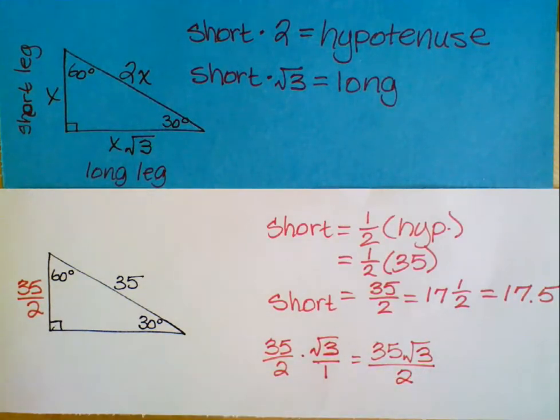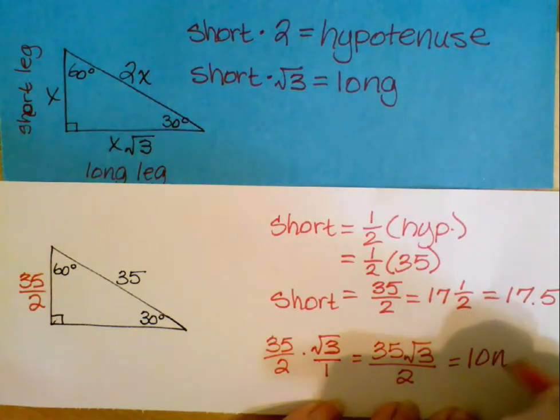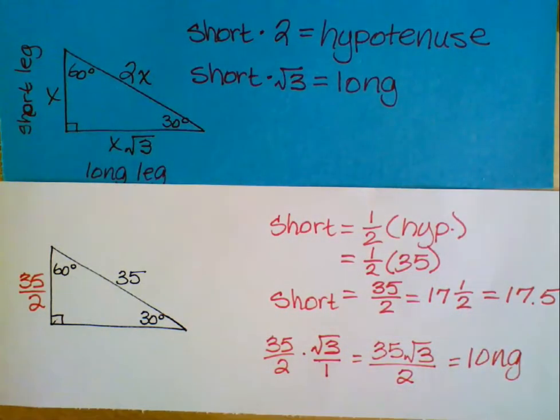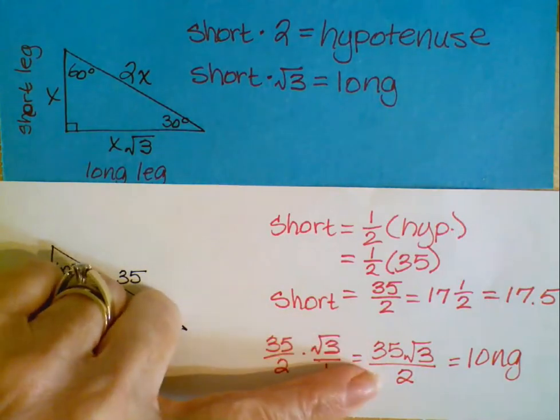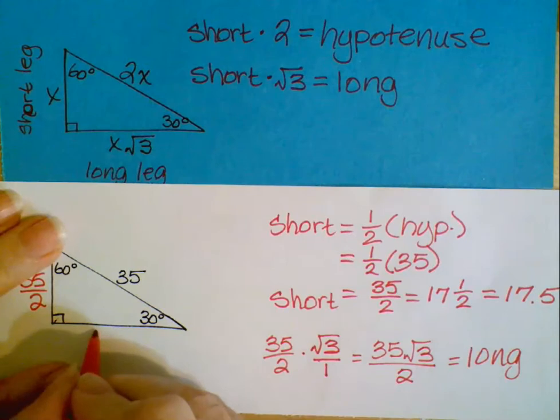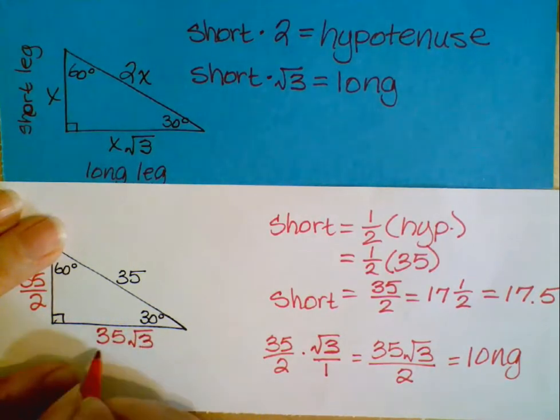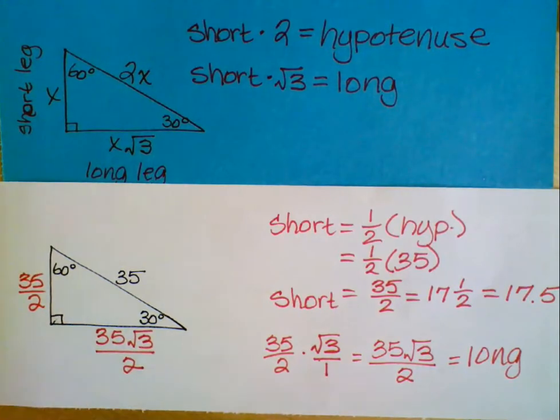Now remember this is the length of the longer leg, you would want to make sure that none of this can simplify. Here the 35 and the 2 don't reduce. There aren't any radicals that I can simplify. So the length of this longer leg then becomes 35 root 3 all over 2. So it is possible to have improper fractions in place.